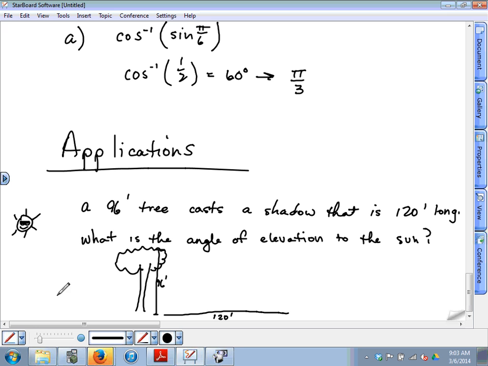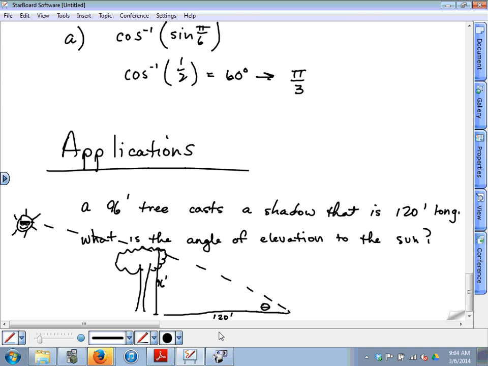The sun is over here. So we need to find the angle of elevation. What's the angle of elevation?